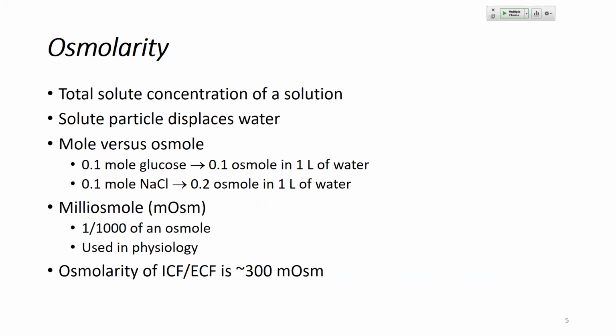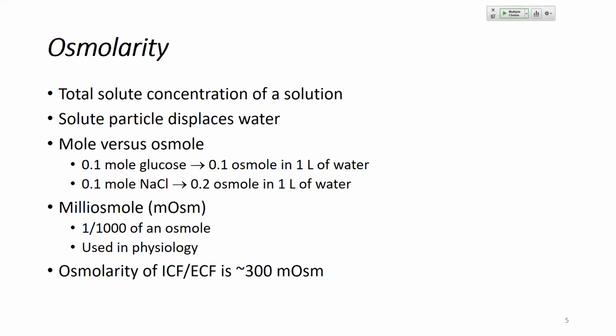When we define osmolarity, we speak about the mole versus the osmole. The mole versus the osmole. And the mole is really the solute particles before they are dissolved in our water. So if you have 1 mole of glucose, right, and we dissolve it into 1 liter of water, the osmolarity of that solution would be 0.1 osmole.